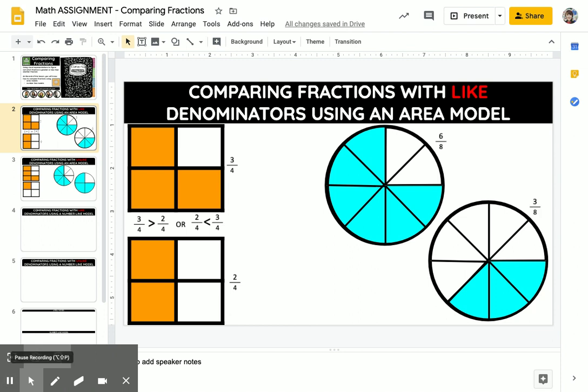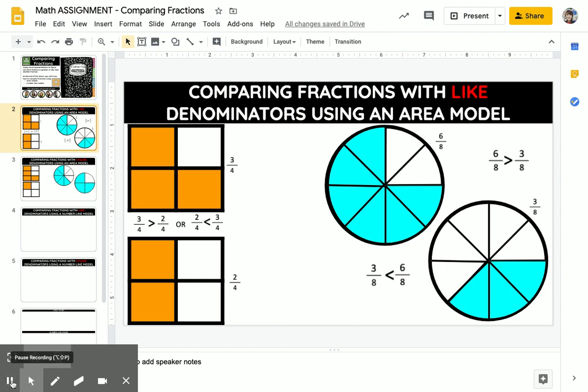Now let's look at the circles. Both of these circles are cut into eighths. The top circle represents the fraction 6/8, and the bottom circle represents the fraction 3/8. Again, visually, you can see that there is more shaded in the top circle, meaning 6/8 is greater than 3/8. You can also state that 3/8 is less than 6/8.